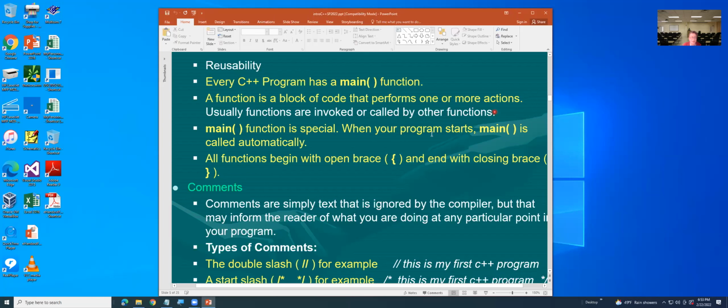Depending on what you need, you call the function. The main function is special. When your program starts, main is called automatically. That means the first thing it does is call that main function. A function begins with an open brace and ends with a closing brace. If you open, then you must close.